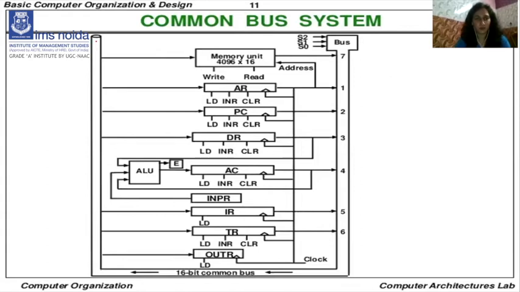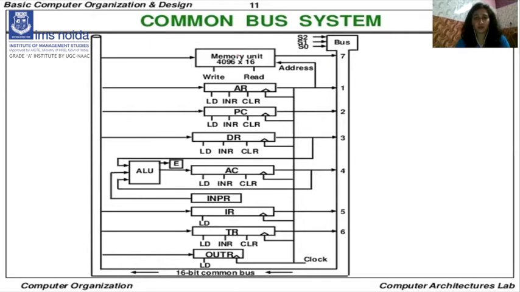What do you mean by common bus system? Common bus system means there is a single bus. As you can see, this is a common bus, a 16-bit common bus. At this common bus, 3 selection variables are attached, called S2, S1 and S0. These are the 3 selection variables in the common bus which show how this system bus works.